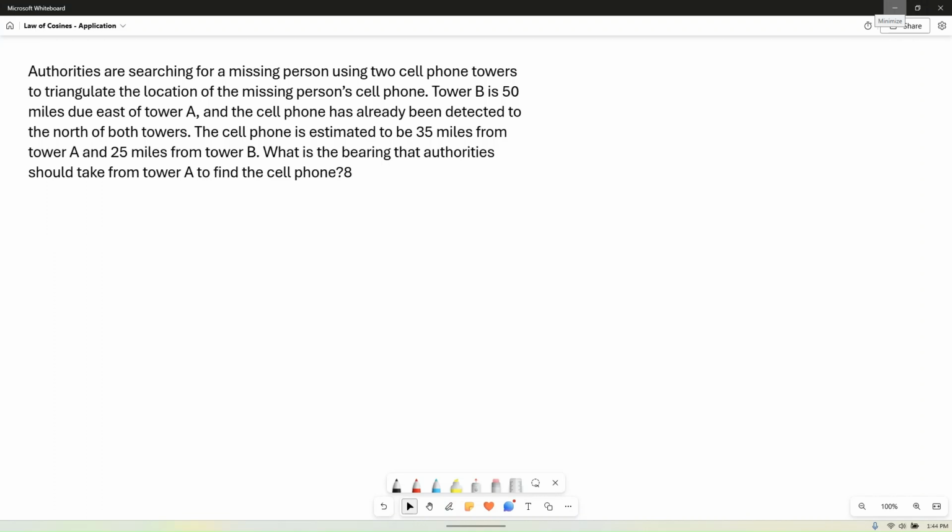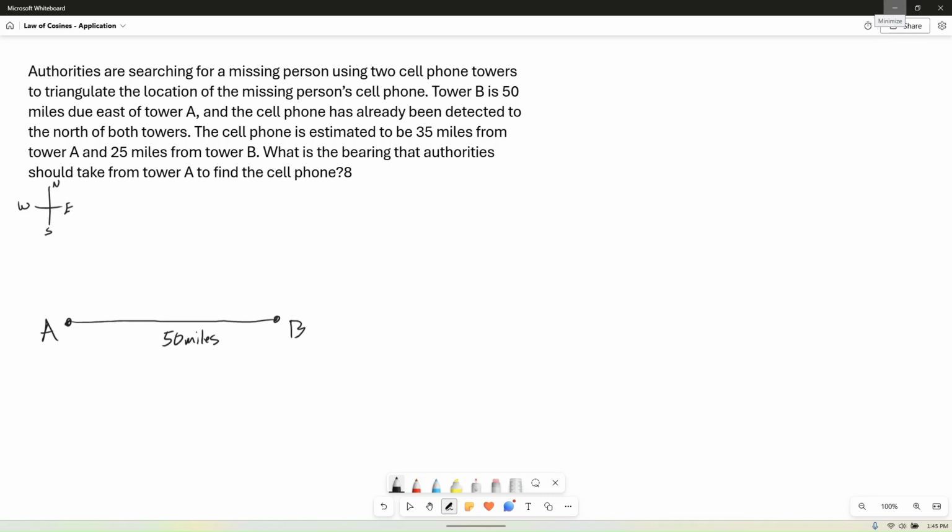Okay, so just from that information, we might have a horizontal line. That's the due east-west line. East is to the right, if you remember our cardinal directions: north, south, east to the right, west to the left. So we know that Tower B is 50 miles due east of A. There's A, there's B, B is east, and this distance here is 50 miles.